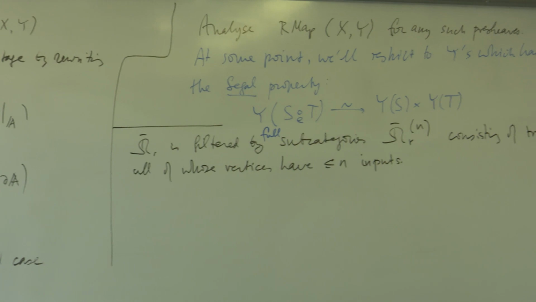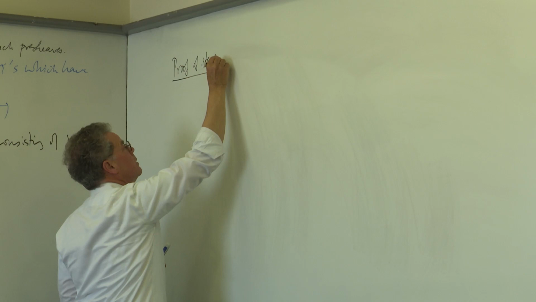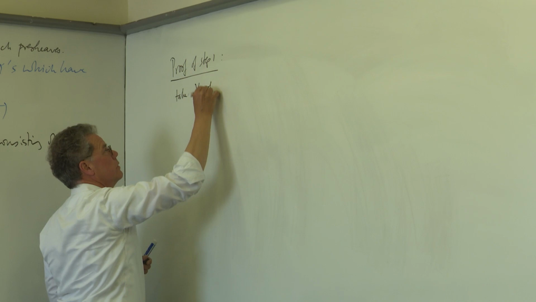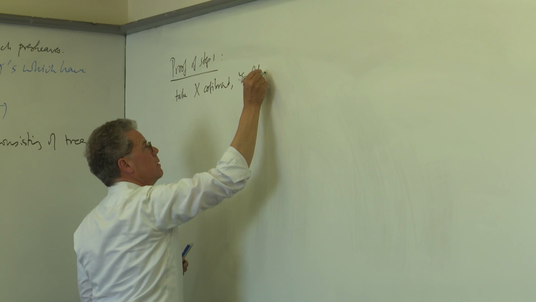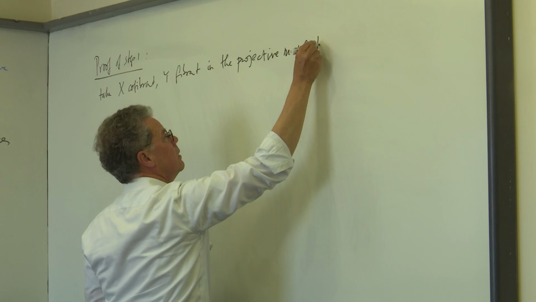So, proof of step one. Take X cofibrant, Y fibrant in the projective model structure. And that presumably means that the coskeleton is also fibrant. Yes.